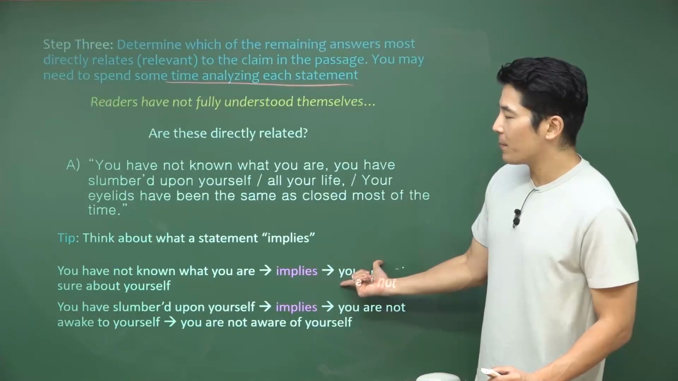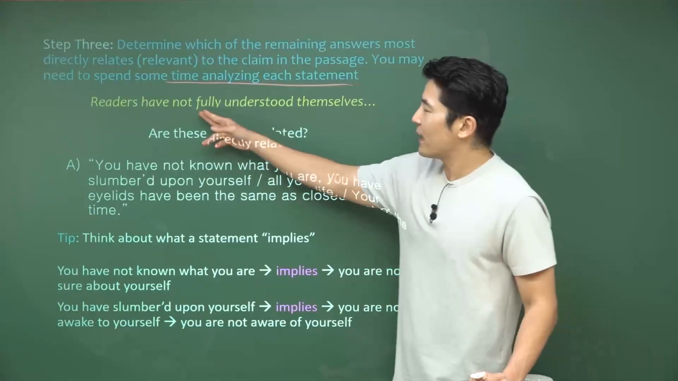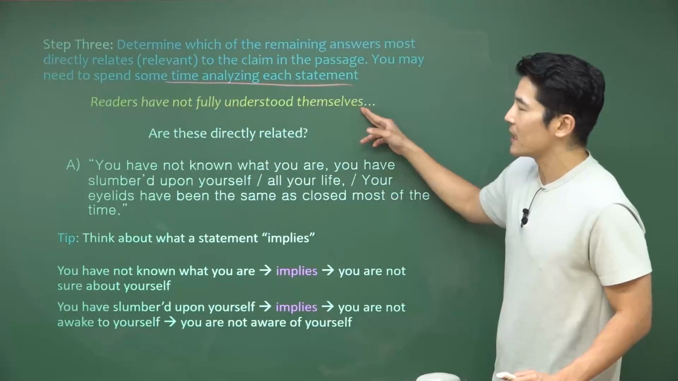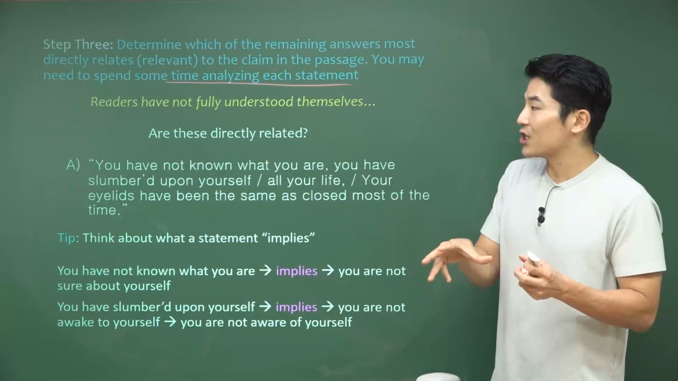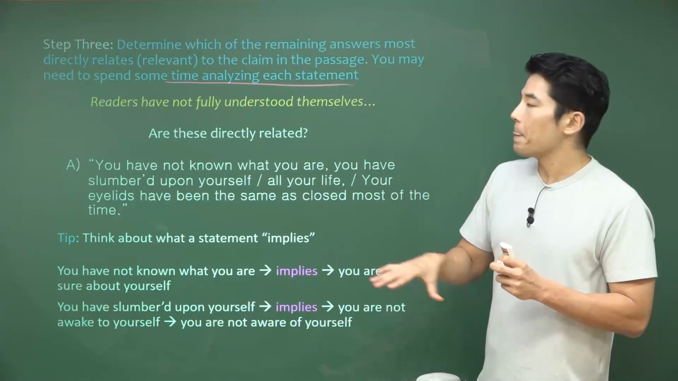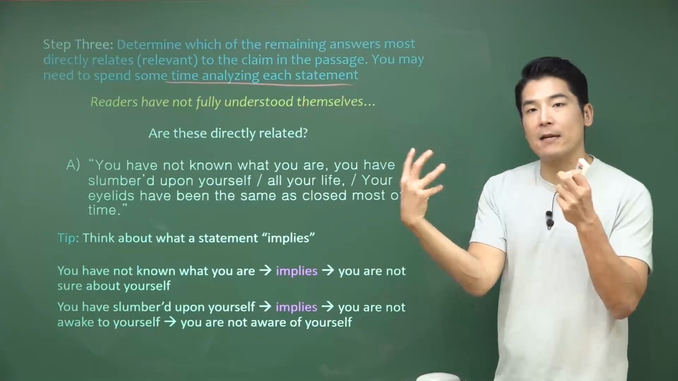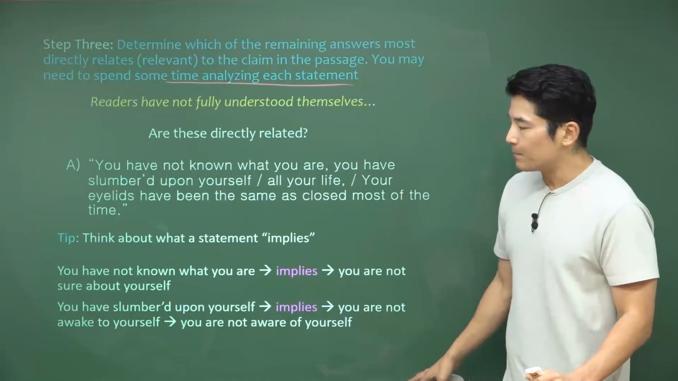If you're not sure about yourself, doesn't that directly relate to this? If readers have not fully understood themselves, this could imply that they're not certain. There's a sense of uncertainty. And so can you see how these statements are directly related?